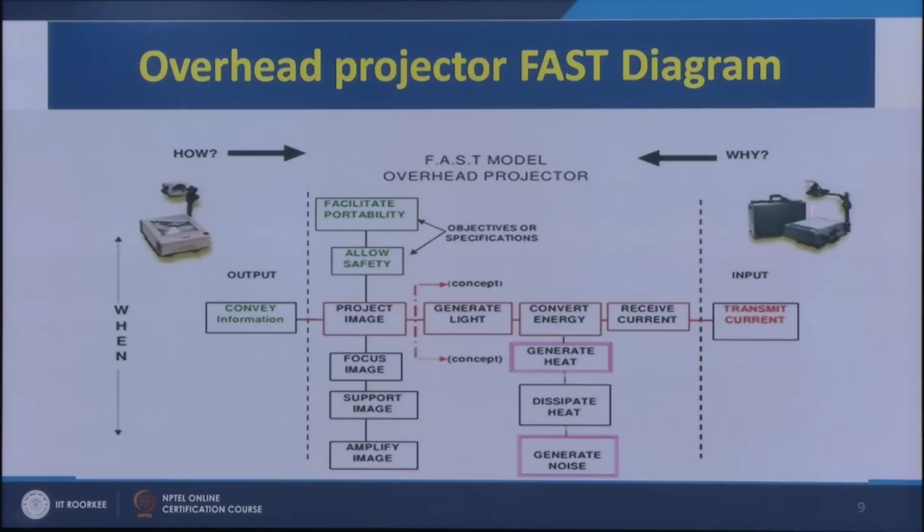And if we start from the right hand side, start asking why: why is current transmitted? To receive the current. Why do we need to receive the current? To convert the energy. Why do we convert the energy? To generate light. Why do we generate light?